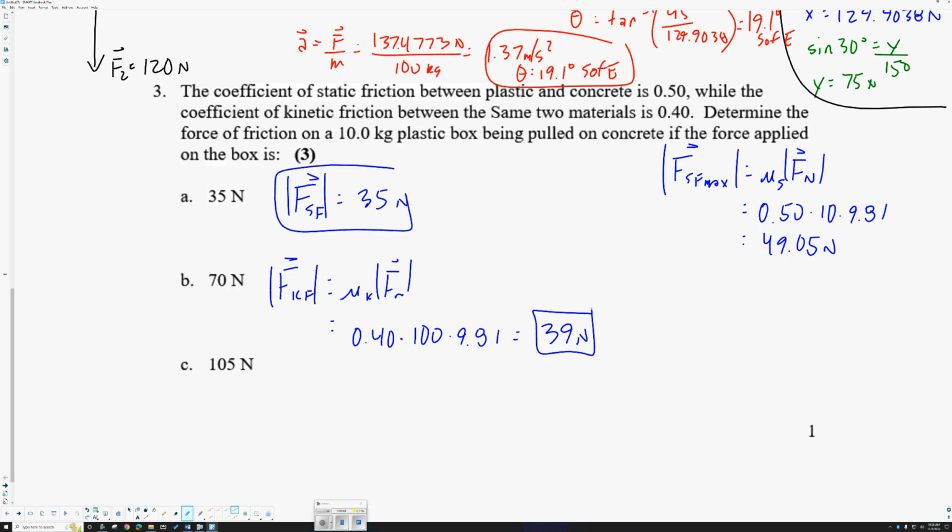And in question C, I apply a force of 105. Yeah, it's going to move. That's bigger than 49.05 newtons. And that force of kinetic friction, remember, that's not the stubborn force of friction. Once we get kinetic friction, it is what it is. If it was 39 newtons when we push with 70, it's going to be 39 newtons when we push with 105. Anytime it moves, it's going to be a force of 39 newtons kinetic friction.